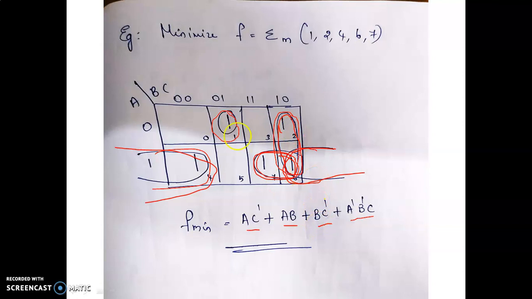Okay. And what about this one? Can it be grouped to any remaining ones? No, you can't group. There is no adjacent one for this one. Hence, you are grouping it as a single group. The value of this single group is A bar B bar C. This is the minimized expression for the expression F equals sigma m 1, 2, 4, 6, and 7. Okay.